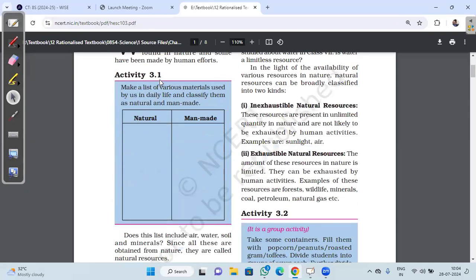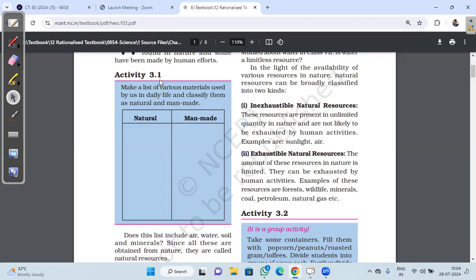Here you have to make a list of various materials used by us in our daily life and classify them as natural and man-made. Of course we use a number of things which are natural and a number which are man-made. For example, we use wood, trees, plants, everything which is natural. Water is natural. Solar energy, coal, air.